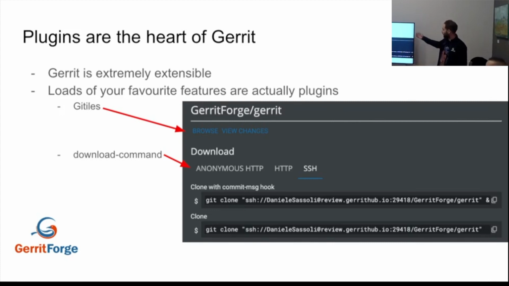Gerrit is extremely extensible. I thought I'd add two things that I found interesting when I started working on Gerrit. Gerrit, as we know, is a code review tool, not a code browsing tool. So when you go here and click on browse, that's not actually core functionality of Gerrit. It's provided by the Gitiles plugin. If you remove the Gitiles jar from the plugins folder, that button disappears. Another one is the download-commands plugin. If you don't have the download-commands jar in your plugins folder, this doesn't even show up. And the handy hook that gives you the Change-Id, you have to sort that out by yourself. Those are just examples of what's happening.